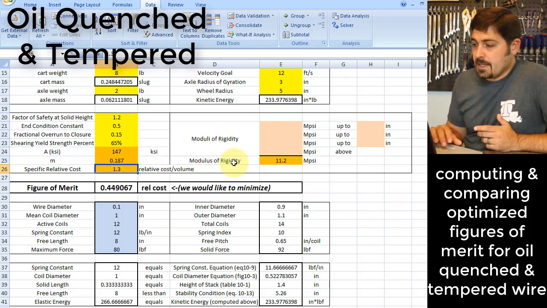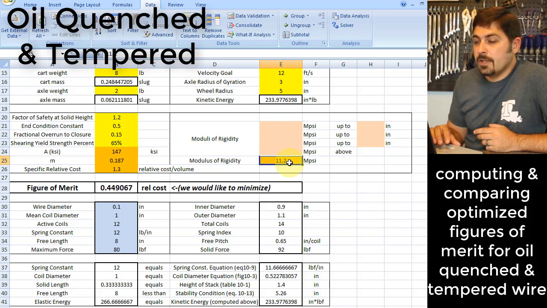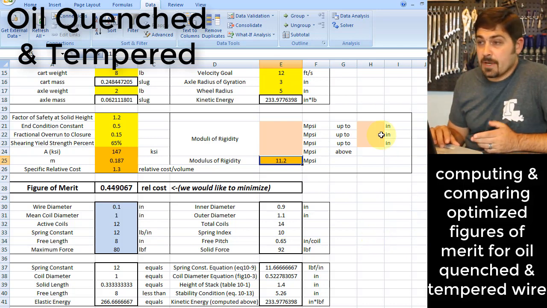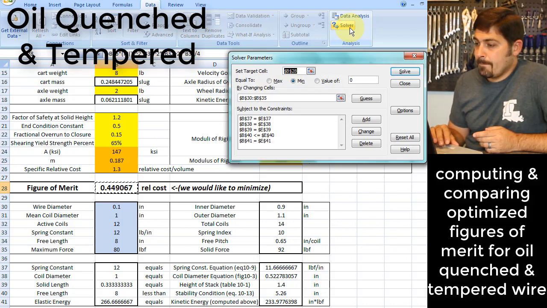The other thing it has is the modulus of rigidity, how it is listed in table 10.5. This one does not have a variable modulus of rigidity, at least not as reported in that table. So we just put in the value that is reported in the table of 11.2 and let that be what it is. Okay, so now I think it's essentially all set up, and all we've got to do is run the same kind of solver again.